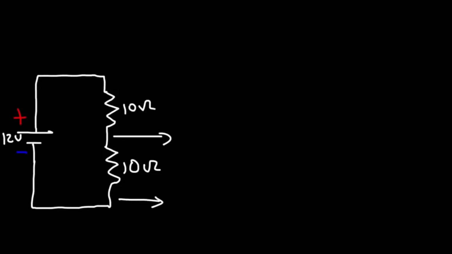Now the next thing that we're going to talk about is the voltage divider network using resistors, because the potentiometer is very useful in this case. So let's say we have two resistors and both of them are 10 ohms. And let's say we have a 12-volt battery. The voltage across the 10 ohm resistor will be half of the 12-volt battery.